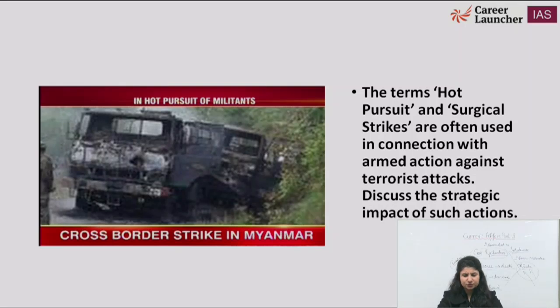UPSC was quick to frame a question and put it in front of you in Mains 2016 about hot pursuit and surgical strike. Now, hot pursuit would refer to when you are running behind somebody whom you think is a miscreant, a terrorist, a militant, and this person should be caught by you. Hot pursuit, you are running right behind him. So we conducted hot pursuit in Myanmar and surgical strike in Pakistan.